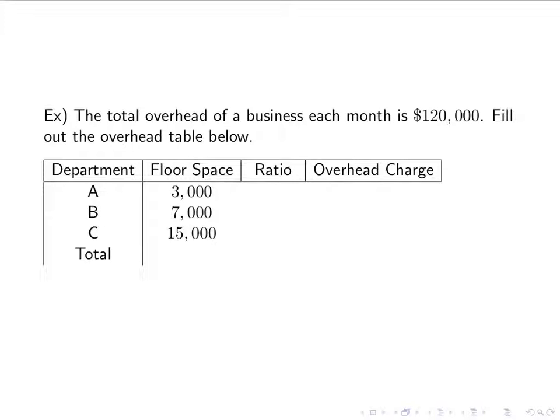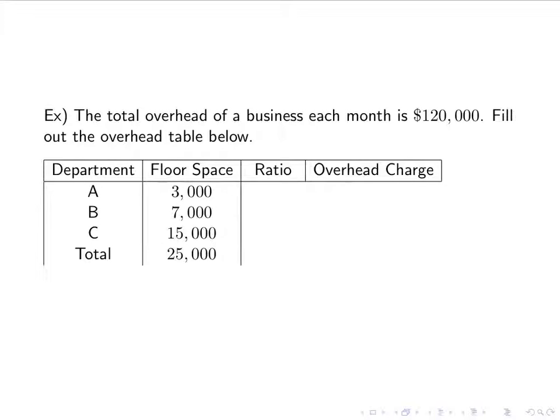So the next thing we want to do is find the total floor space. So I'm going to add these up, and I get 25,000. The next thing I want to do is find the ratio for each department's floor space. So remember, a ratio is comparing two things. Typically we'll see it as a fraction. And what we want to do is make sure that we have the exact ratio. So I'm going to leave these in fractional form, and I am not going to put it into the calculator and come up with a decimal approximation.